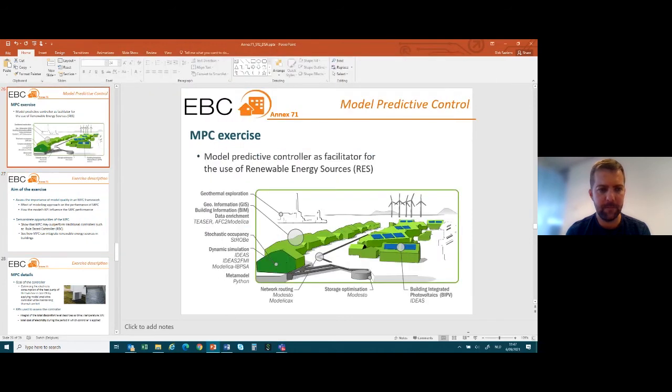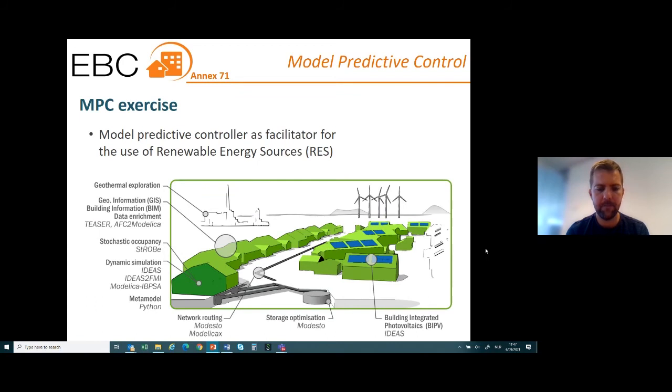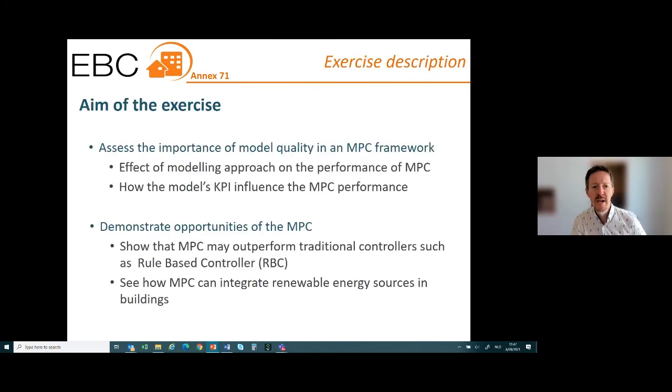Good, then we go to the model predictive control exercise. So we all know that model predictive controllers are quite useful in our chase to implement as much as possible renewable energy sources. And so we wanted to see to what extent the modeling approach and the model quality actually affected the results in such an MPC. Therefore we developed an MPC framework to demonstrate some of these opportunities. We also compared the MPC results against some well-tuned rule-based controllers to see what their benefits are.